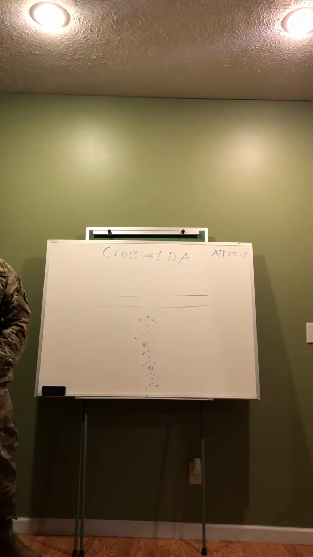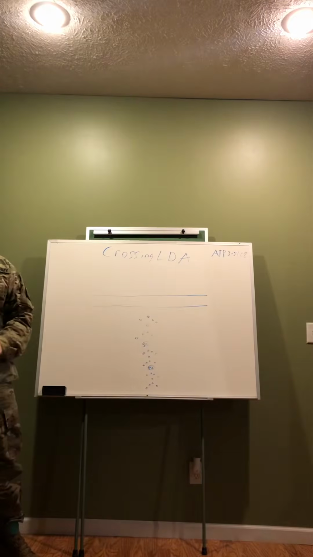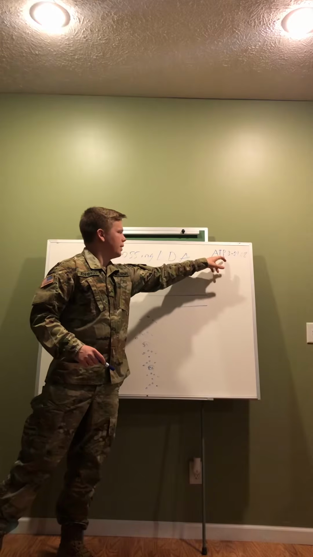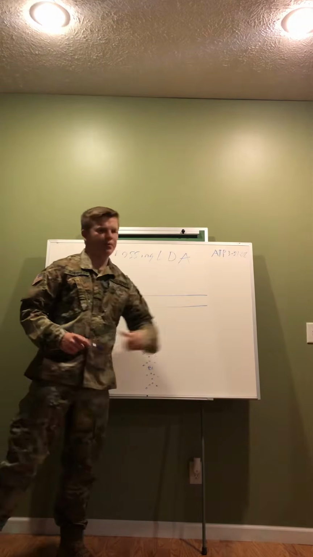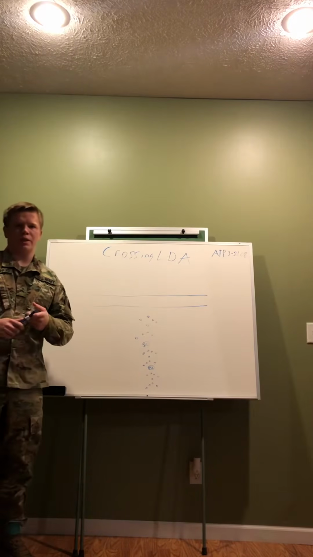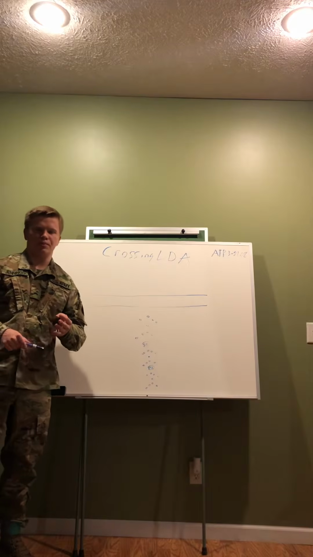I'm Cadet Joseph Jennings, and today I will be going over crossing linear danger areas, or LDA. This is the reference I used, ATP 3-21.08. A quick overview of what I'm going to be going over today is what is an LDA, wedge and file formations, and then why an SOP is important.